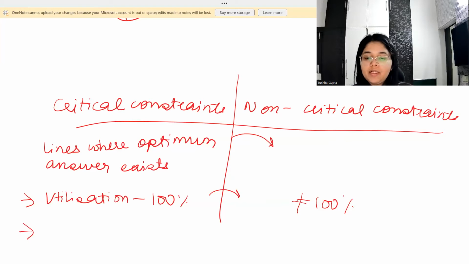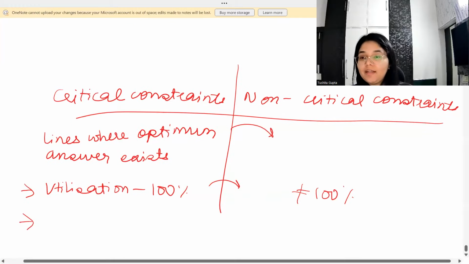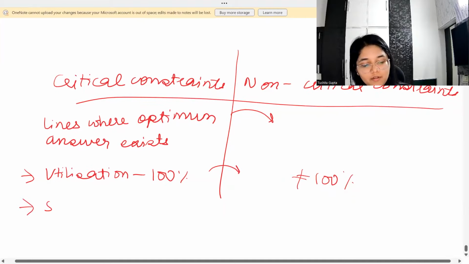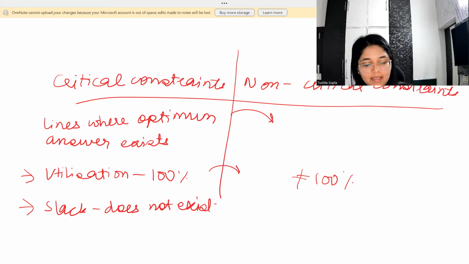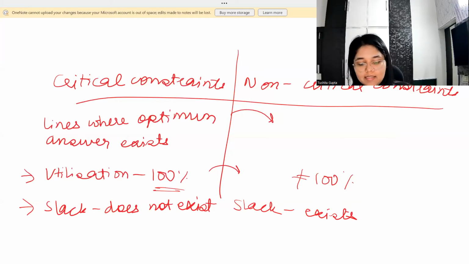Another thing we can discuss is that for critical constraints, there will be no slack. Slack does not exist. Why? Because like we said, slack is any amount in which the resource is unutilized. Here the utilization is 100%, that is why there is no slack. For non-critical constraints the utilization is not 100%, so the difference between the full capacity and the quantity we are actually using will be the slack. So the slack exists there.